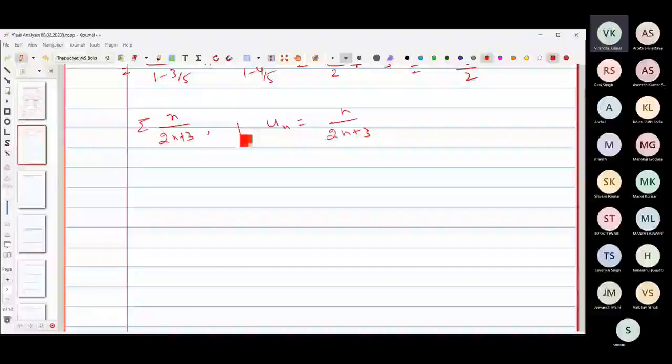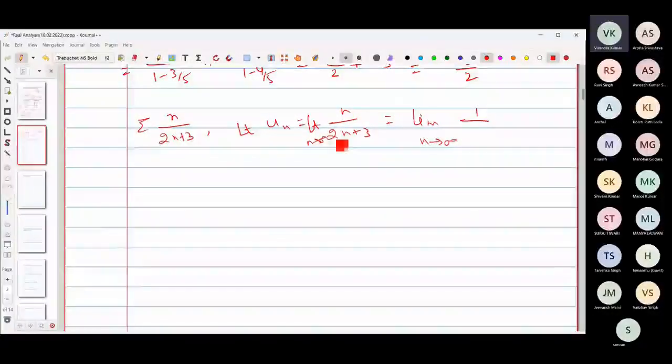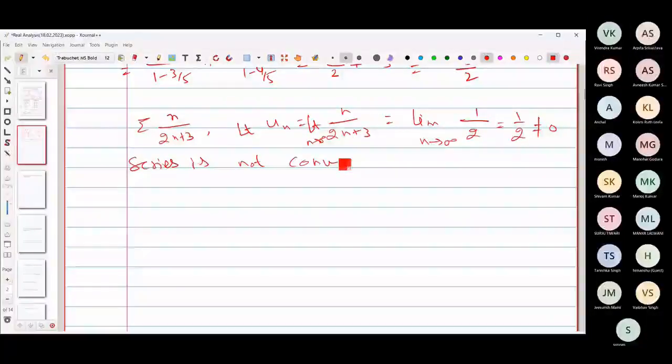So the necessary condition is that the limit should be 0. This is infinity upon infinity. So let us use L'Hopital's rule, limit n tends to infinity. Differentiate this, we get 1, and differentiate this, we get 2. So this is going to be 1 by 2. This is non-zero. So the series is not convergent. So we need not find the sum. Of course, the sum is then going to be infinity.